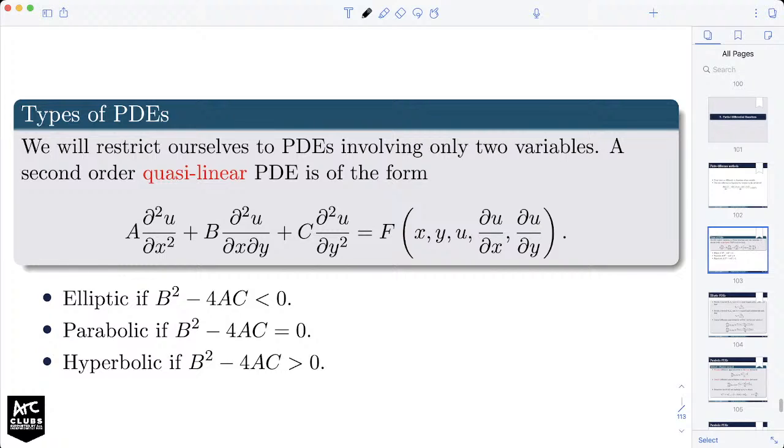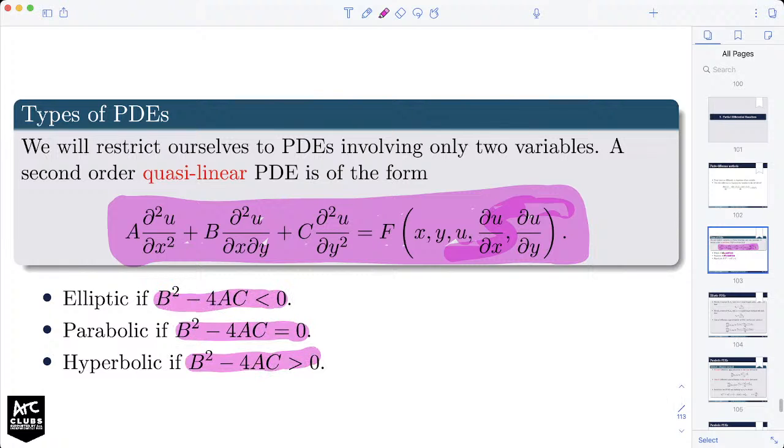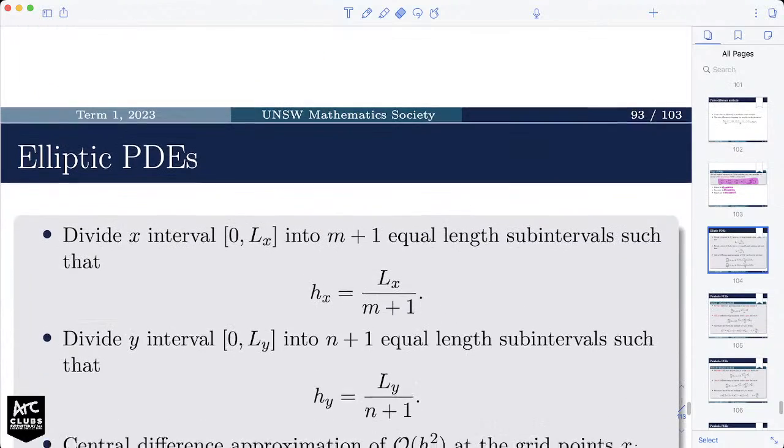The types of PDEs that we need to be familiar with are elliptic, parabolic, and hyperbolic PDEs. Not all PDEs, but the ones we're going to be looking at in this course have this form over here, so second order quasi-linear PDEs. Essentially, they're going to be elliptic if we have these various conditions. How we go about applying our numerical methods to PDEs depends on what type of PDE it is. So we're going to start off with elliptic PDEs.